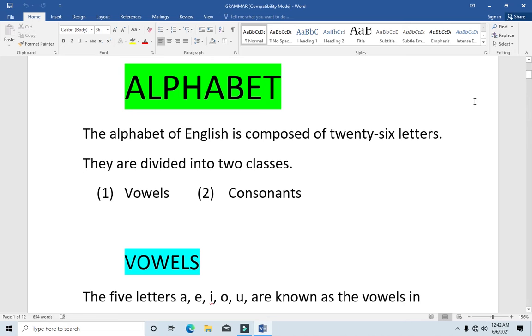And every language must have its own alphabet. But here in English, the alphabet of English is composed of 26 letters. And after that, they are divided into two classes. The first one is vowel and the second is consonant. Now we are going to discuss one by one.